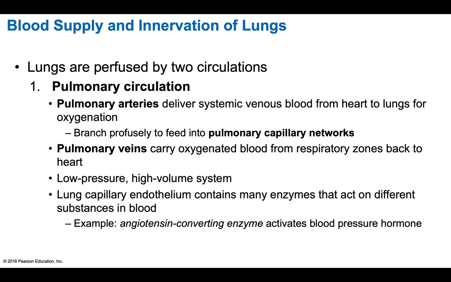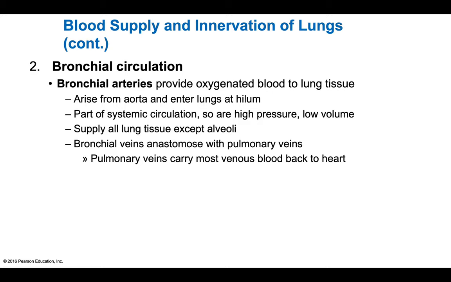As for bronchial circulation, the bronchial arteries provide oxygenated systemic blood to the lung tissue. They arise from the aorta, enter the lungs at the hilum, and then run along the branching bronchi. They provide a high-pressure, low-volume supply of oxygenated blood to all the lung tissue except the alveoli. The tiny bronchial veins drain some systemic venous blood from the lungs, but there are multiple anastomoses between the two circulations, and most venous blood returns to the heart via the pulmonary veins.